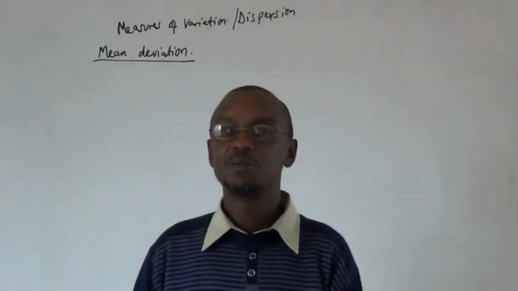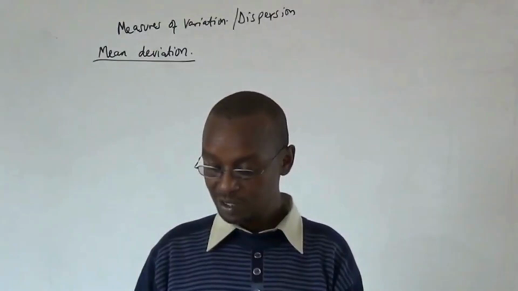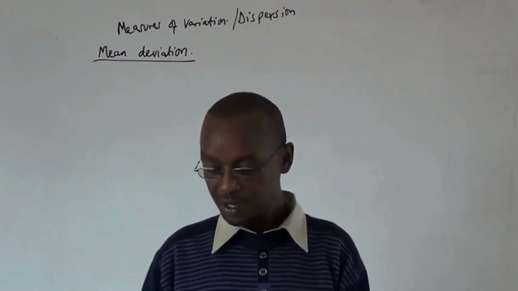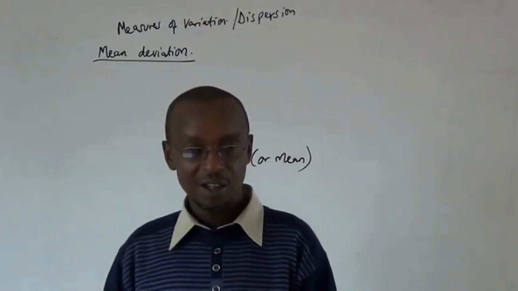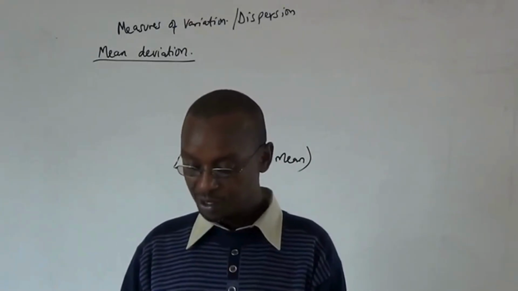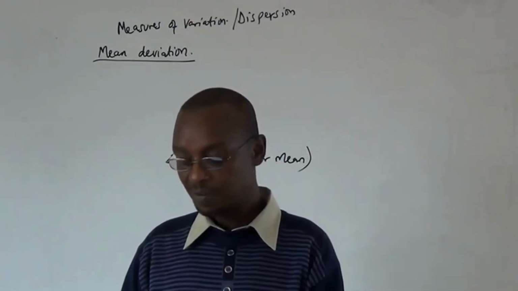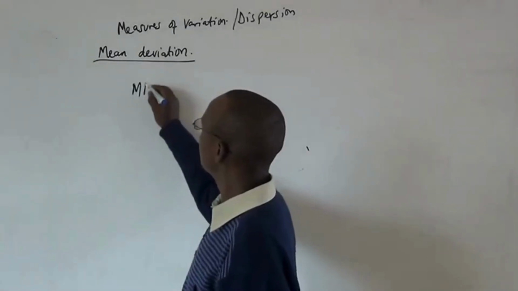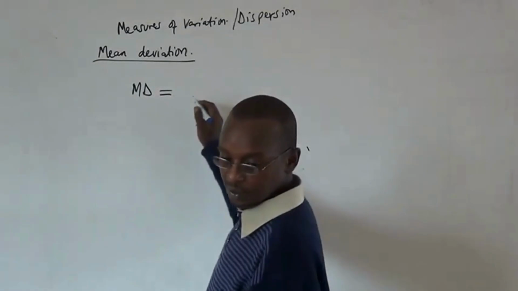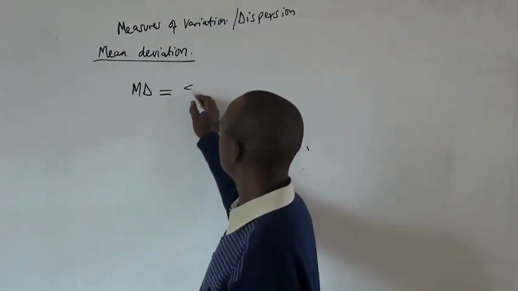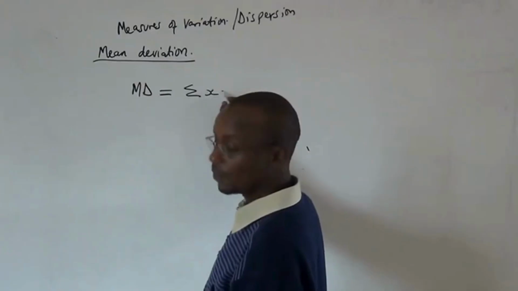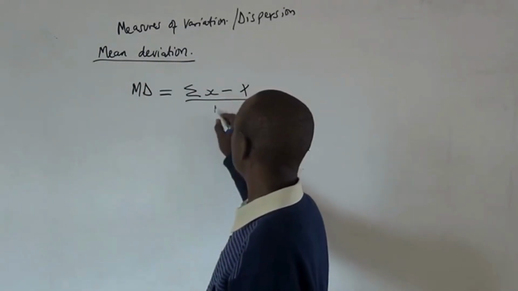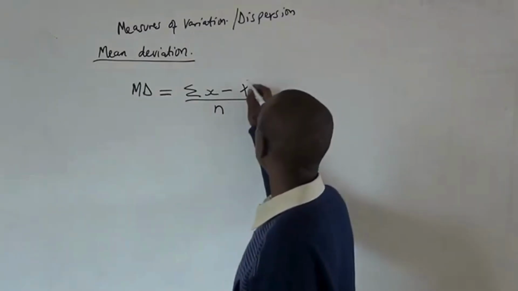The mean deviation is obtained by calculating the absolute deviation of each observation from the median or mean, and then averaging this deviation by taking the arithmetic mean. The formula for mean deviation is equal to the summation of x minus x bar over n. This is x minus x bar.